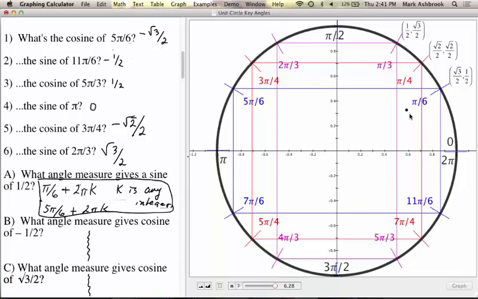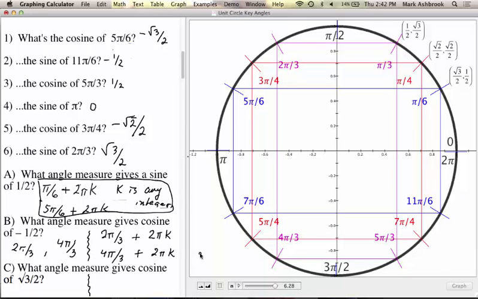So for cosine, what would we have? Let's see here. Dan. So how about from 0 to 2 pi? From 0 to 2 pi would be 2 pi over 3 and 4 pi over 3. Okay? And then for any angle it would be 2 pi over 3 plus 2 pi k, and 4 pi over 3 plus 2 pi k. And the k, of course, is any integer. Does it make sense?